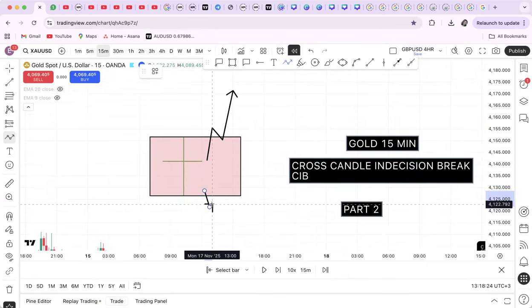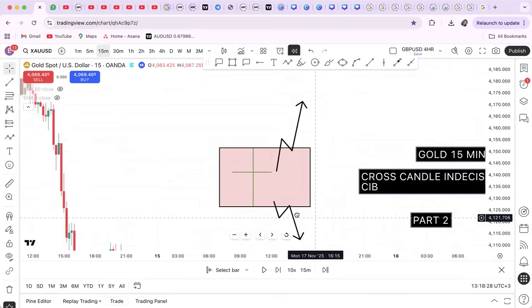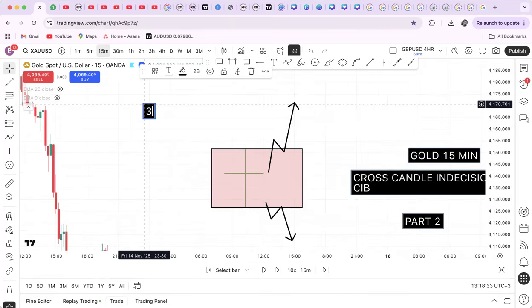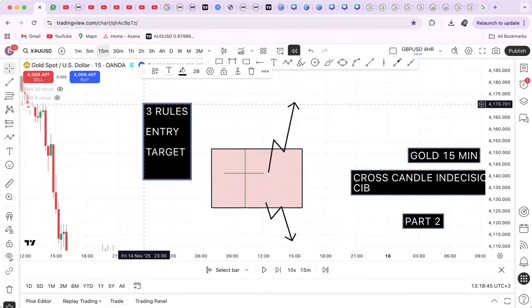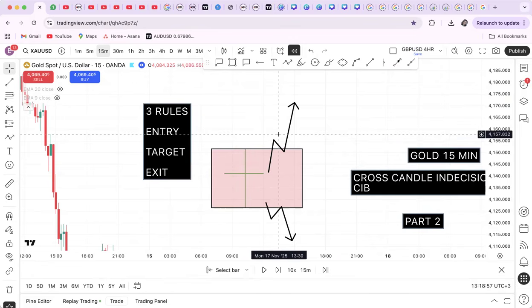That is the strategy. Now, in part one, I said we have three rules when it comes to trading the CIB strategy. The first rule is your entry. What is making you enter? The second rule is where you are targeting. And the third rule is the exit. We did the entry, where I was showing you the strategy that gives us entry. That is what we have done in part one.